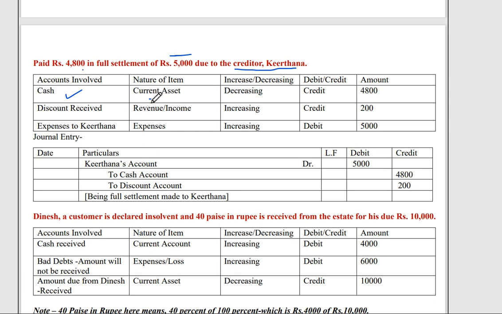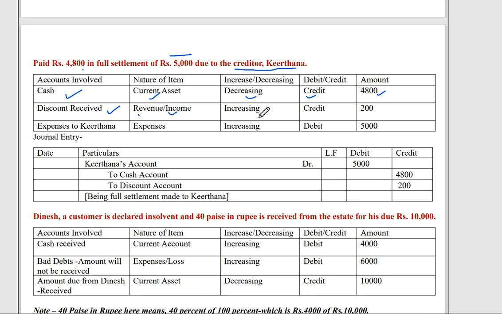Cash is a current asset, so cash is decreasing in our hand because we are paying it to Keerthana. So now when cash is decreasing, asset is decreasing, we have to credit that item. So here how much amount is credited? 4,800 rupees is credited. We are not paying the full 5,000 rupees here. We are paying only 4,800 rupees to Keerthana. But 200 rupees benefit she is giving to us for paying her 4,800 rupees in a full settlement. So what we are receiving is discount. That discount which we receive is in the form of income or revenue to the business.